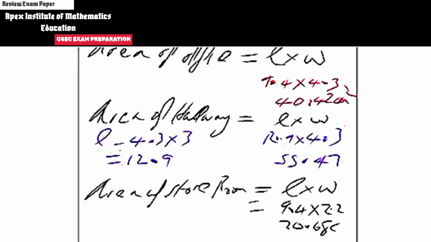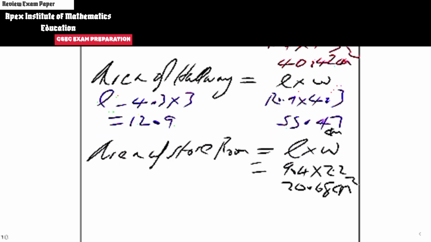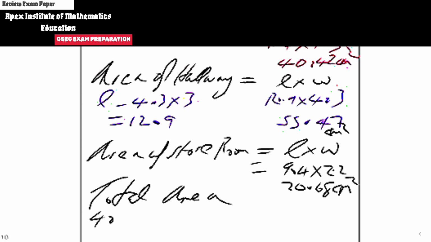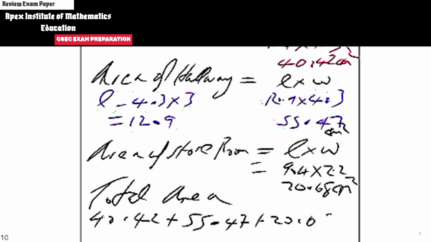All right, these are all centimeters squared. Please remember, ladies and gentlemen, forgive me if I leave out any of my unit of measurement. That is centimeters squared as well. So therefore then, the total area of the floor is going to be equal to 40.42 plus 55.47 plus 20.68.